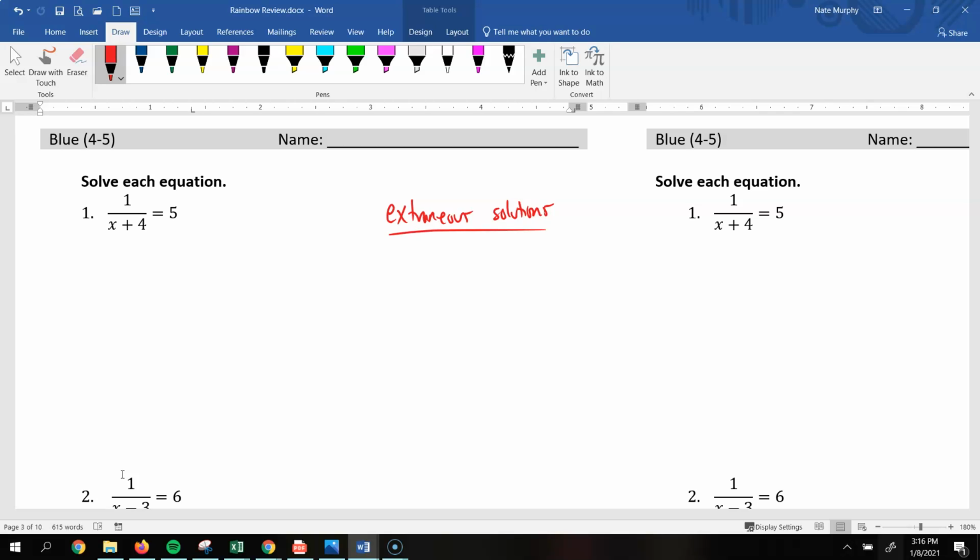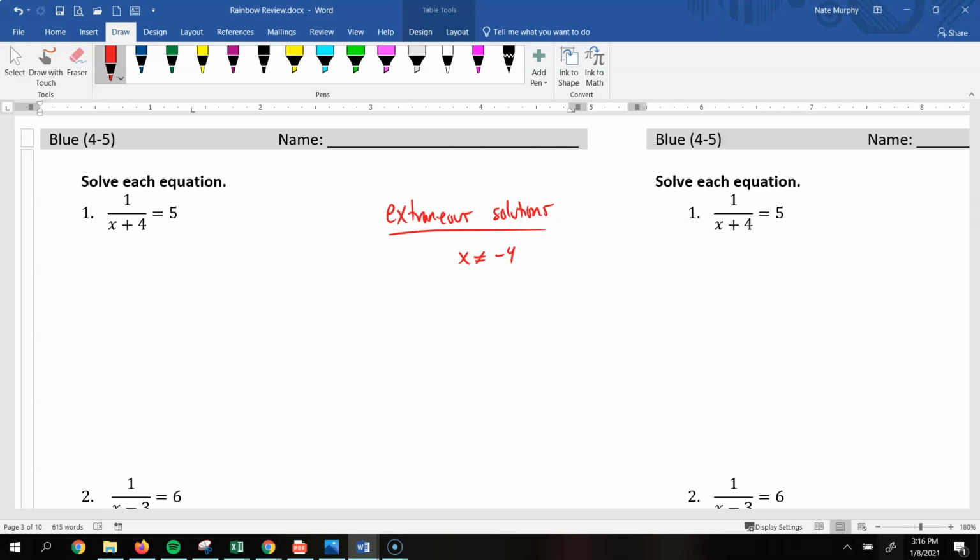Okay, the reason why I like to do that is then if we get an answer, we can always check it and make sure that it's not one of our extraneous solutions. And so here we have x plus 4 in our denominator. Remember, we can't have 0 in our denominator, so x can't equal negative 4. All right, so now let's see how we would solve this.